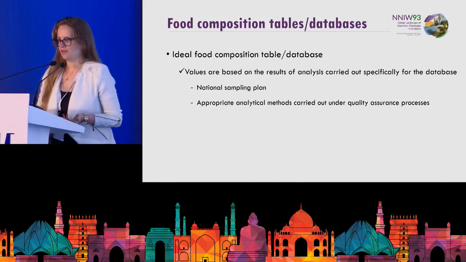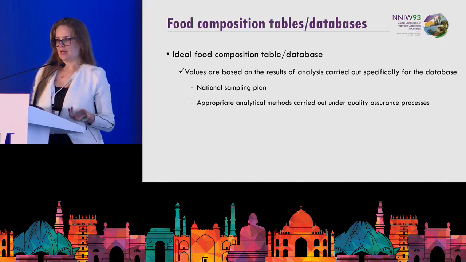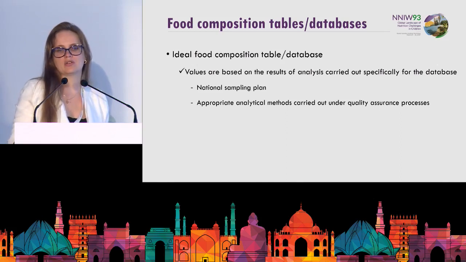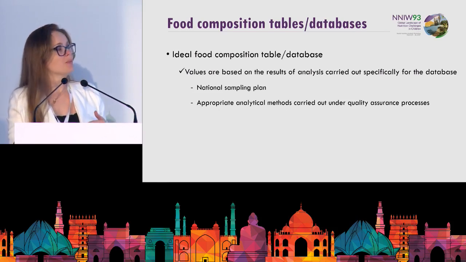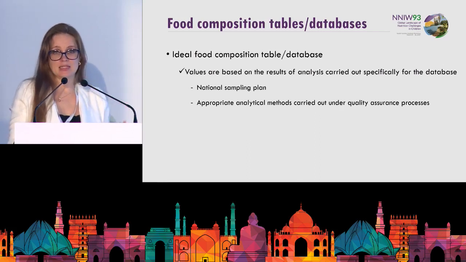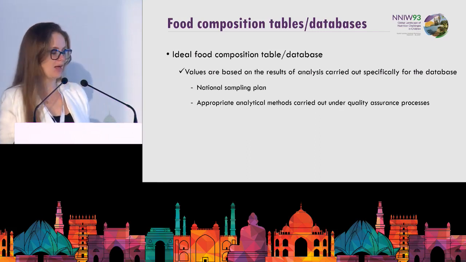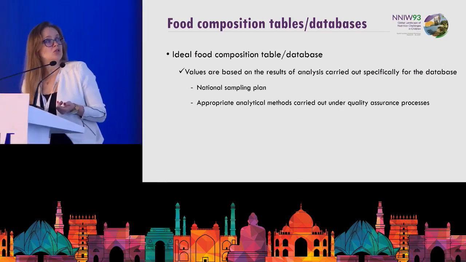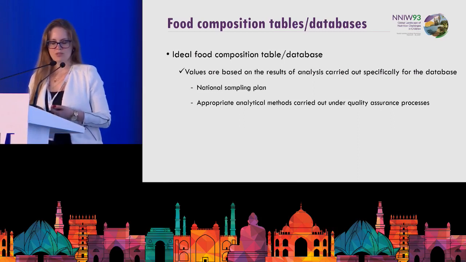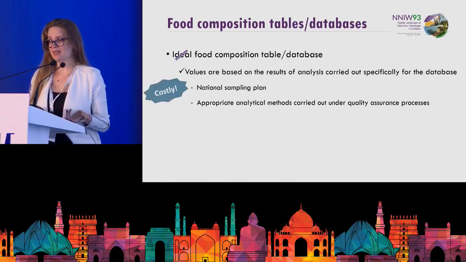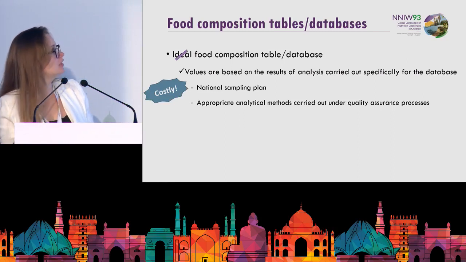So how do we make a food composition table? In an ideal food composition table, the values are based on the results of analysis carried out specifically for a database. Because doing it like this, we can have a national sampling plan, meaning that we are going to collect samples in the country and it will be representative of the food that the country has available. And we will also use appropriate analytical methods carried out under quality assurance processes. But what happens is that this is a very costly procedure.